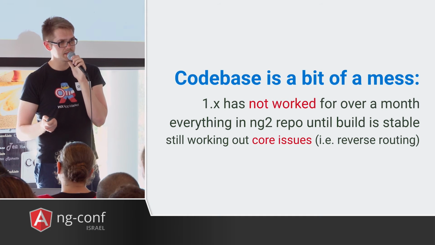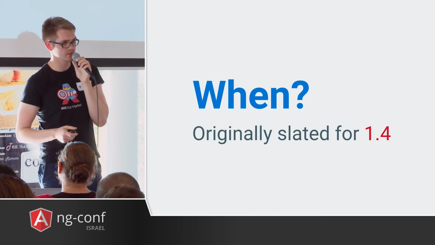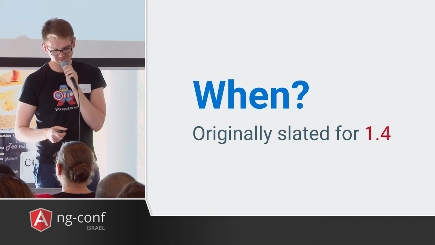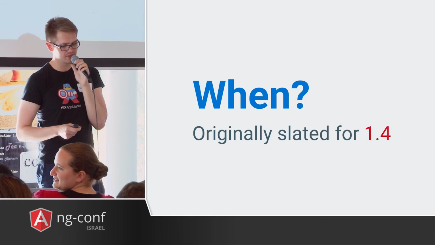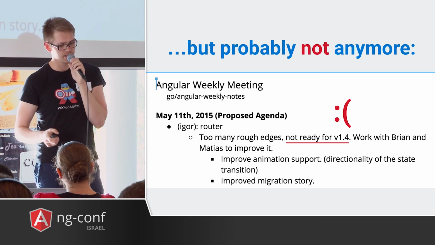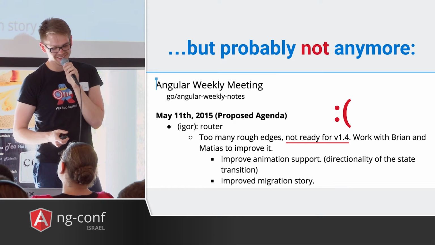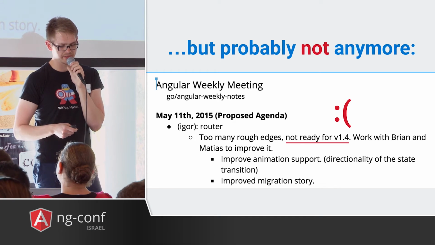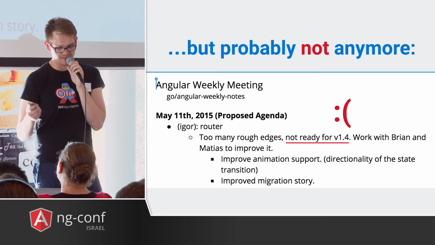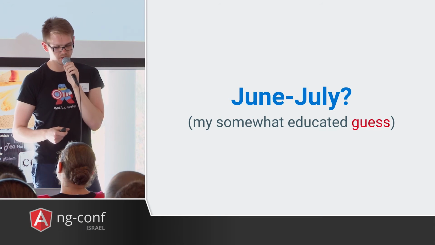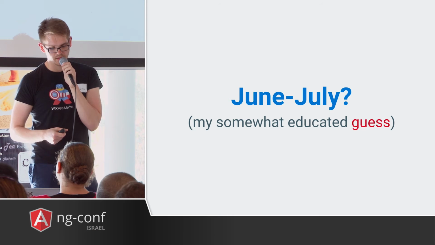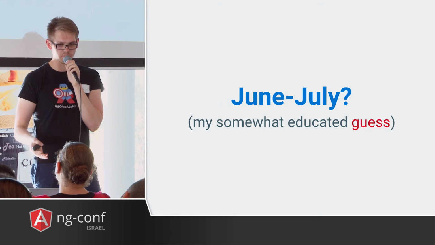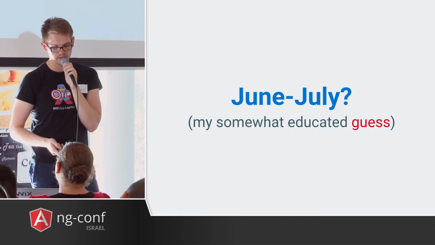So you might be asking yourself, when is this going to finally arrive? It was originally slated for 1.4, but not anymore. This is last week's meeting notes. I'm anxiously awaiting this week's. My guess is it's probably going to land somewhere around June or July. But again, it's a guess. So something like 1.45 is very reasonable.